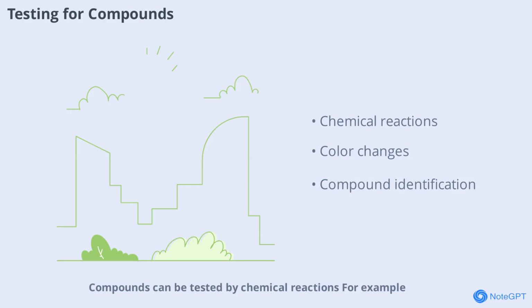Compounds can be tested by chemical reactions. For example, adding silver nitrate to salt water forms a white solid, showing the presence of chloride. These tests help scientists identify compounds and understand their behavior.